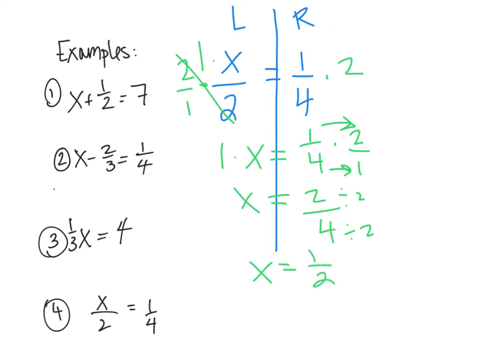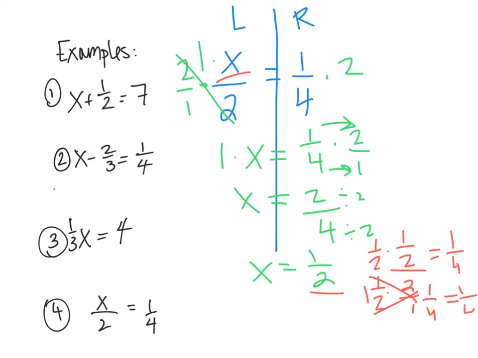I want to check my answer, so I'm going to plug in 1/2 for x up here. So I have 1/2 divided by 2 is equal to 1/4. Again, I need to actually multiply by my reciprocal here. So I need to multiply by 1/2 on the top and the bottom. This becomes 1. So then 1/2 times 1/2 is 1/4. So yes, I have solved this correctly.